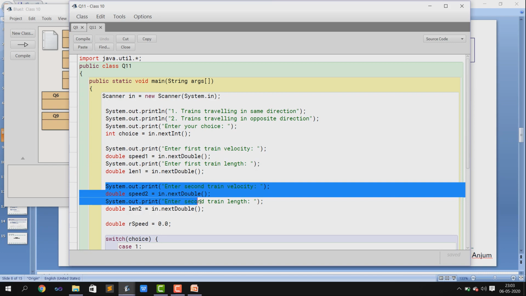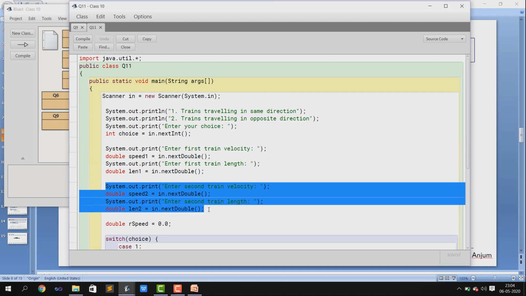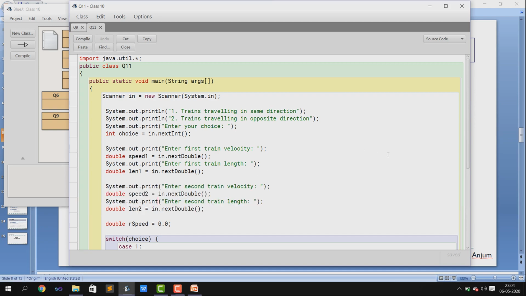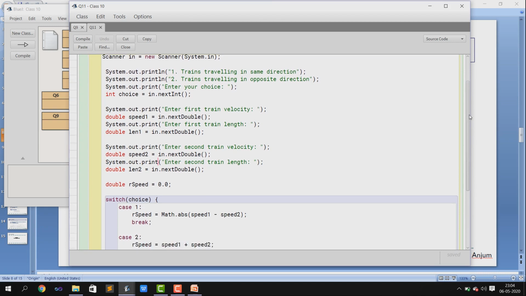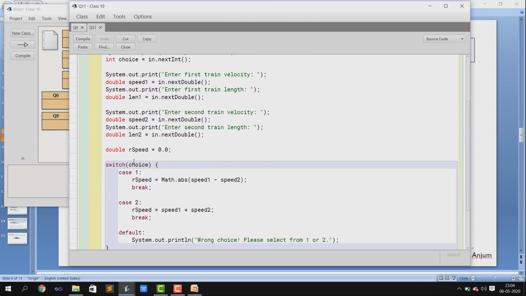And in the next four lines, we are going to store the velocity as well as the length of your second train. Again, both are double. Now we are going to calculate what? Your relative speed. For that we have taken a variable, rspeed, and let us define its value as 0.0.